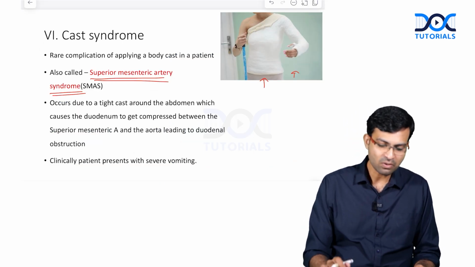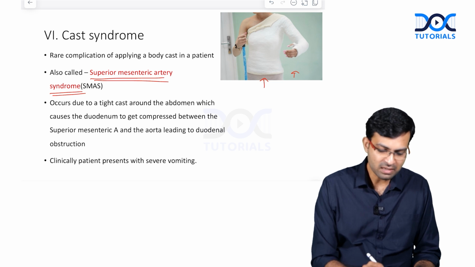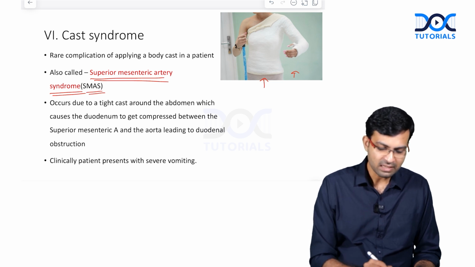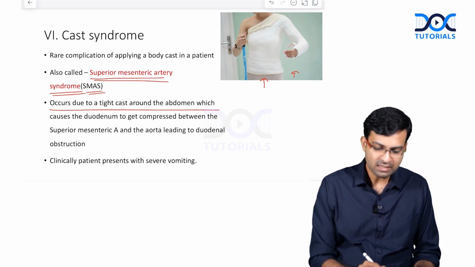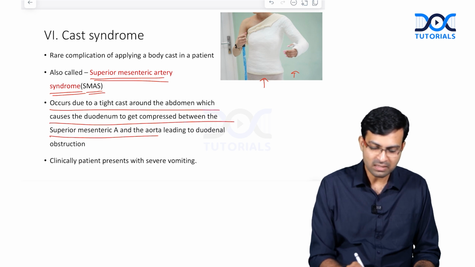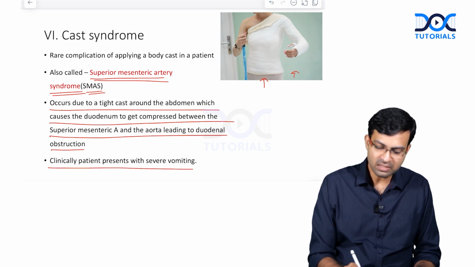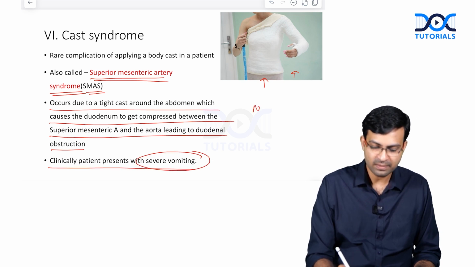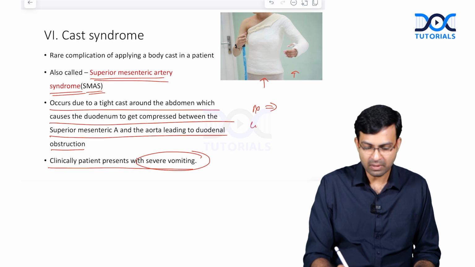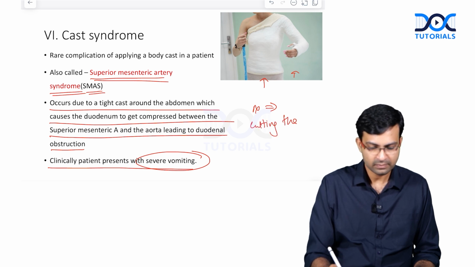So this condition is also called superior mesenteric artery syndrome. As I told you, it occurs due to a tight cast around the abdomen, which causes the duodenum to get compressed between the superior mesenteric artery and the aorta, leading to duodenal obstruction. These patients clinically present with severe vomiting. How do you treat it? Treatment is by cutting the plaster. So that's it.